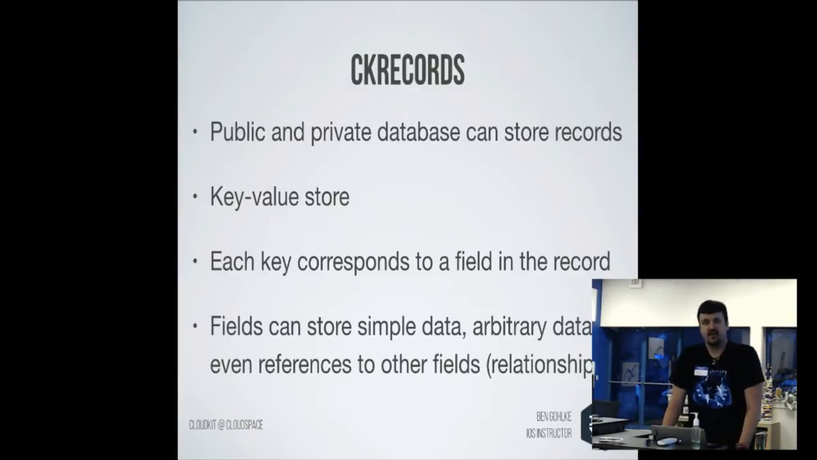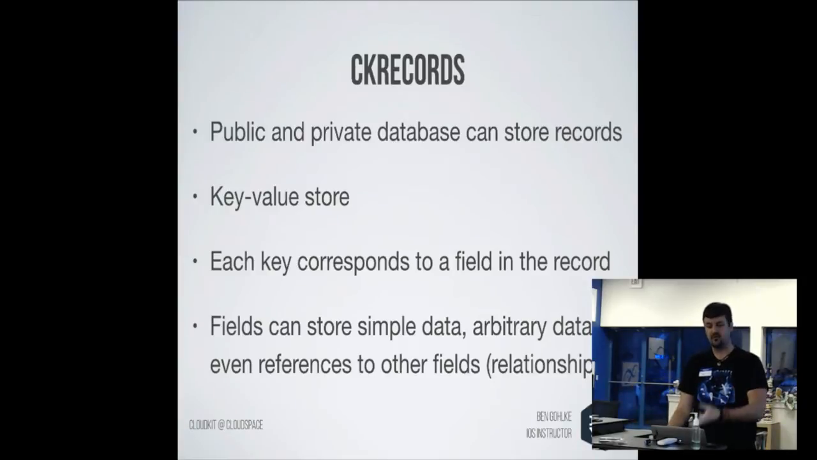So CKRecords are the basic structure of CloudKit. They're the basic body that you use to transport data back and forth. You can write CKRecords to both the public database and the private database, but if you do that, you do it separately. If you have a record and you want to put it in both places, you have to write it twice. But that's the basic transport mechanism to create an entity of some kind and then store it in CloudKit or retrieve it back.